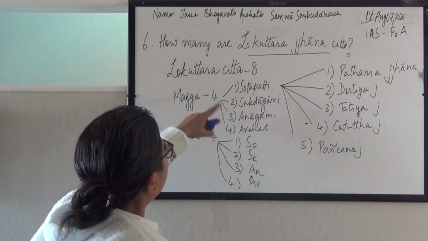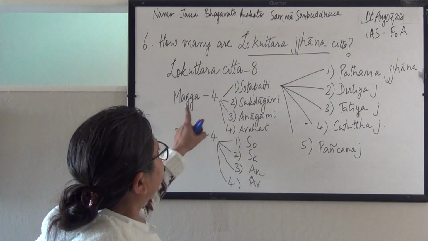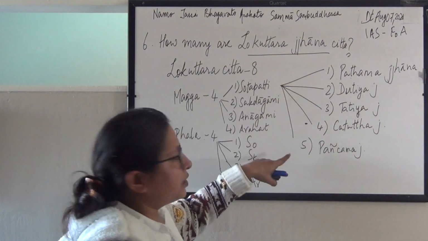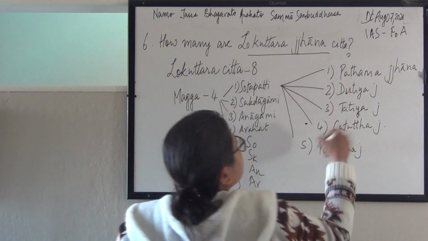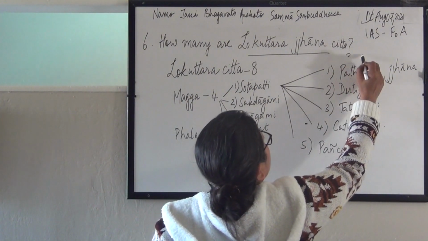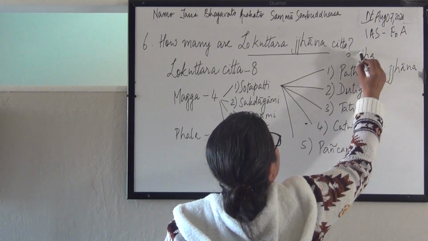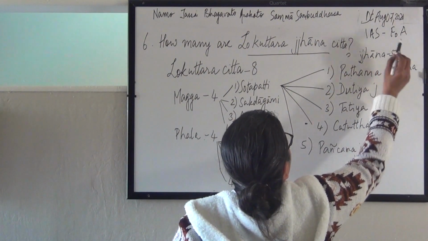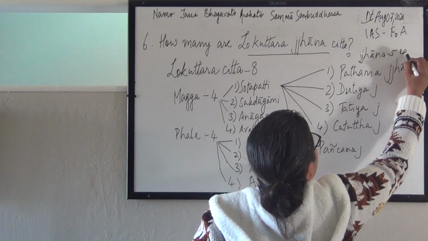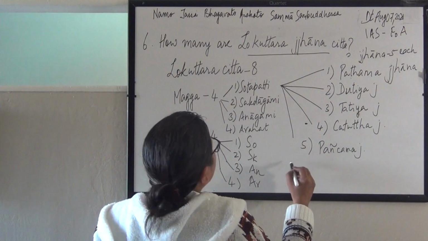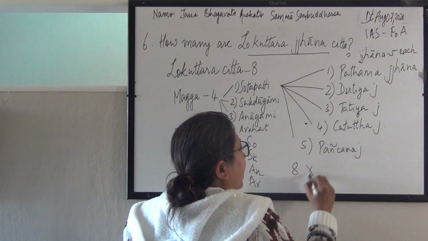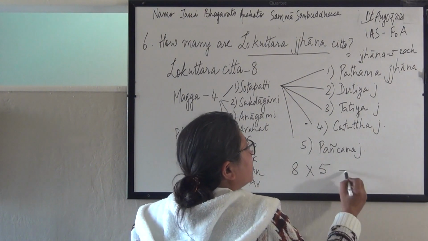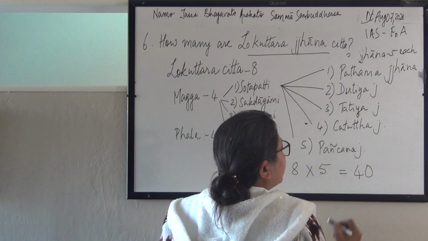So every chitta will have 5 Jhana chitta. And how many chitta are there? 8. For every chitta, the Jhana chitta will be 5 each. Therefore, you have 8 Lokuttara chitta and each having 5 Jhana chitta will be 40 chitta.